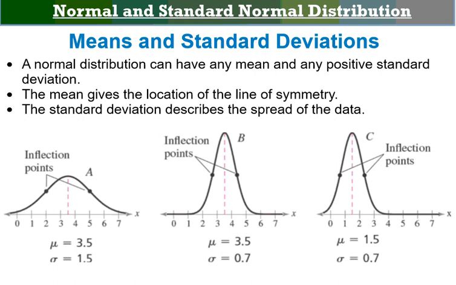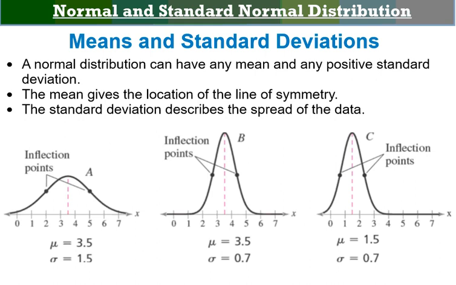A normal distribution can have any mean and any positive standard deviation. It can have any mean because you could have any average. It depends on what you're studying. The standard deviation just tells us the spread of the data, how closely the data are grouped around the mean. The standard deviation, though, has to be positive.